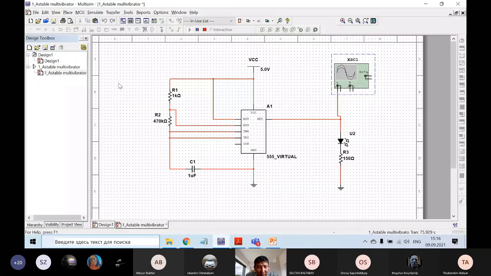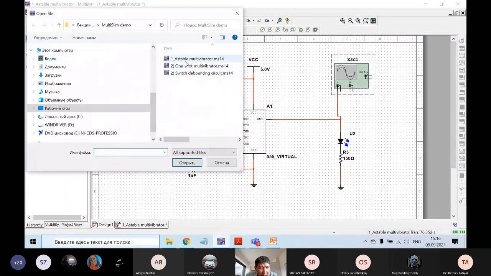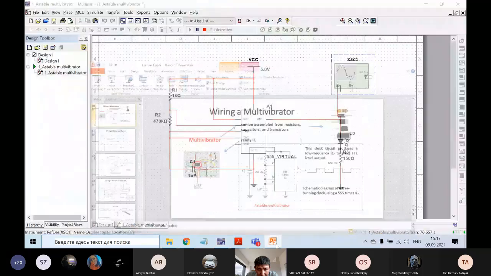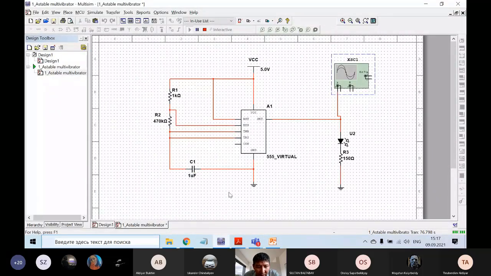So now I will show you a simulation. Can you see my simulation software? I need to open the astable. This one. I wired this astable multivibrator in the software called Multisim. It will be on the computers when we work in the lab. But you can also download this program from the internet to your own computers, because it will be better if you also do simulation at home. So let's start this program.